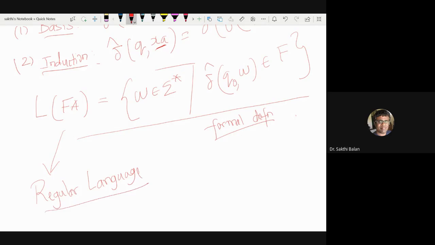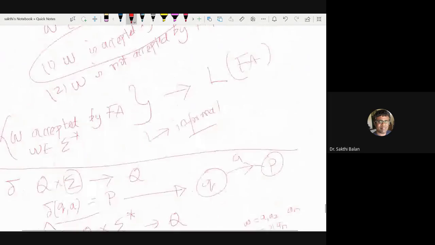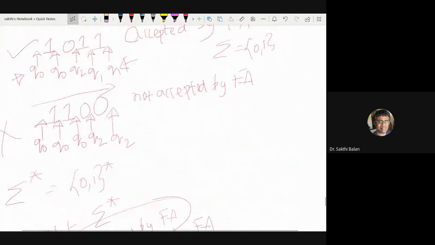Any automata that accepts a language, that language is called a regular language. Fine. Now let's see some examples. Let us take the same example that we had seen.